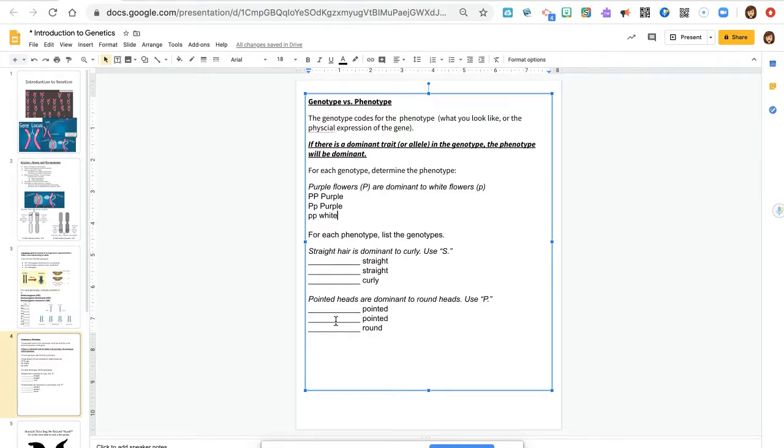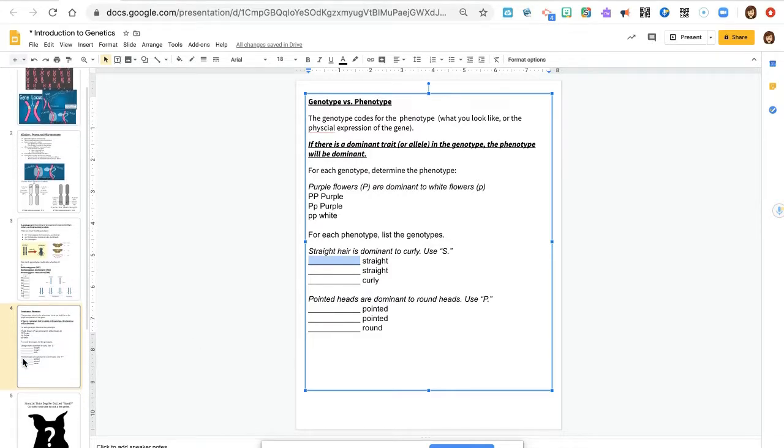Okay, so what I want you guys to do right now is write the different genotypes that would provide these phenotypes. Straight hair is dominant to curly hair. So use the capital S and the lowercase s. The lowercase should have a little line over the top, but you don't have to do that when you're typing. So write the 2 genotypes that would give you straight and the 1 genotype that would give you curly. I also want you to do it for pointed heads are dominant to round heads using the letter P.